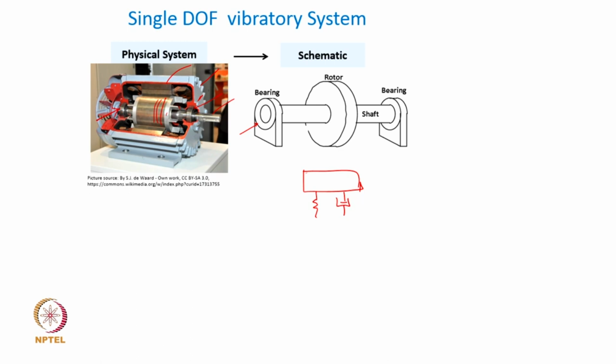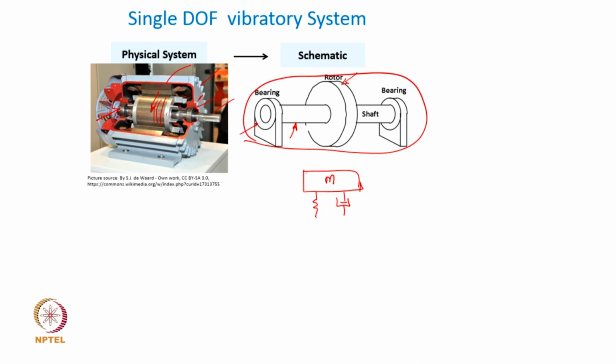So, in this case maybe what we can do is that the entire mass can be treated to be lumped at this point of the rotor. So, the rotor itself would be our inertia element. So, that is the mass, and then this shaft can be treated as a flexible element in the entire vibratory system.